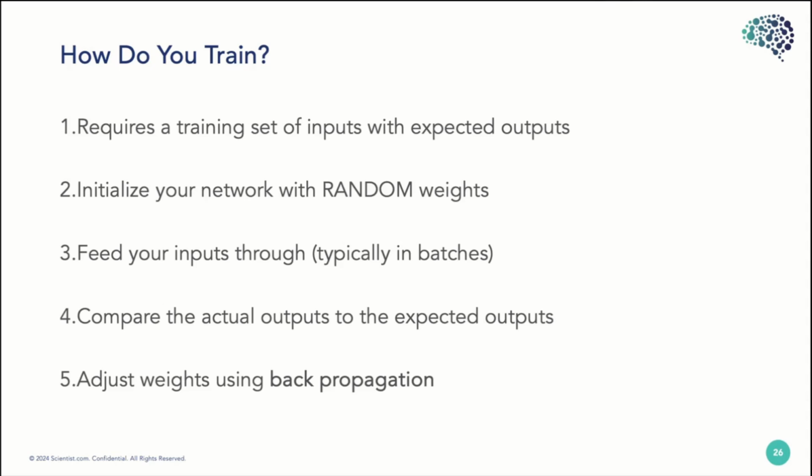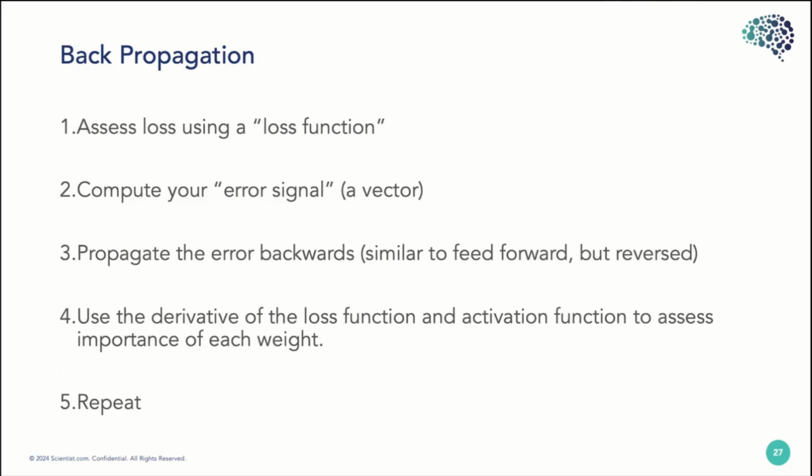Then you're going to feed your inputs through, and they're going to start off just like we did, basically generating random numbers. They typically do it in batches. We're going to do it one at a time so that we can see it, but you typically do it in batches. Then you compare what your network output to what the expected output was, and then you use backpropagation to adjust the weights. I realize that that's a little bit of a recursive definition, and backpropagation is doing a lot of work on that slide. So what is backpropagation?